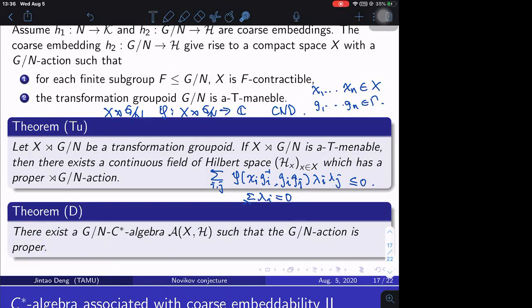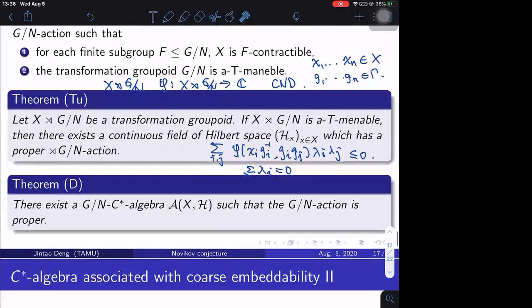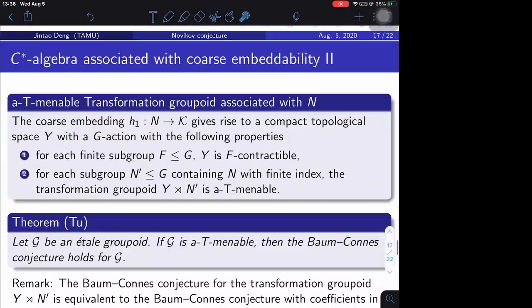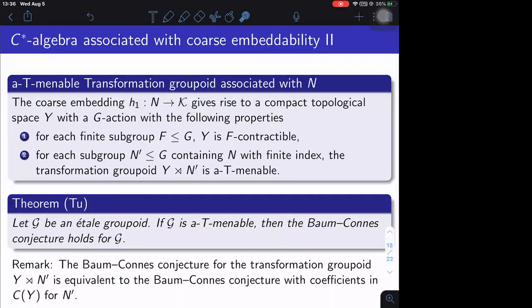So we will use this system algebra to encode the geometry of G modulo N. And also for the normal subgroup, if the normal subgroup is coarsely embeddable, then we can also find a compact space with the same properties, but here we need a little bit more.